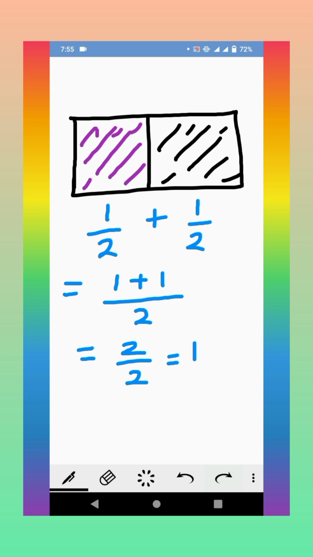Like fractions always have the same denominator. It's a rule, and it's not necessary that you find the LCM. After all, 2 can divide 2, so why bring in LCM? So when you add 1/2 plus 1/2, you're supposed to get a whole. Let's look at another fraction.